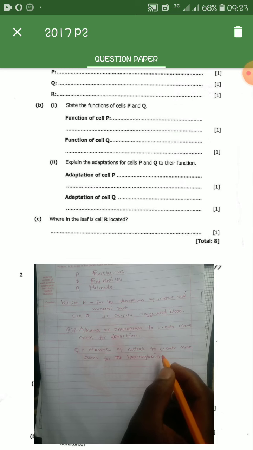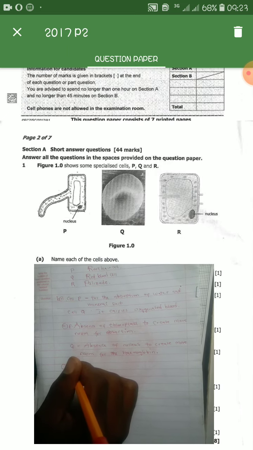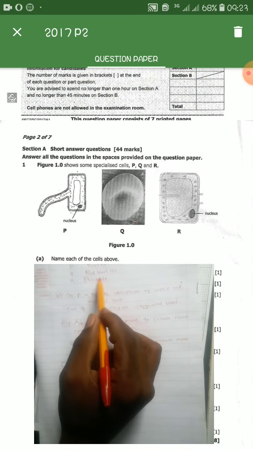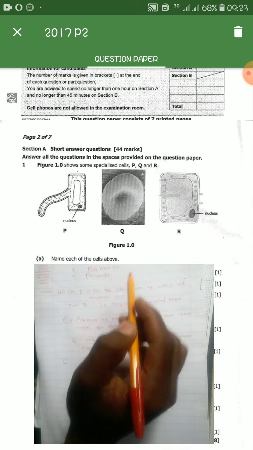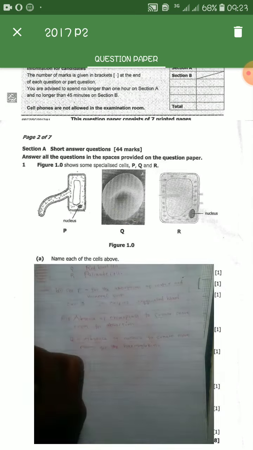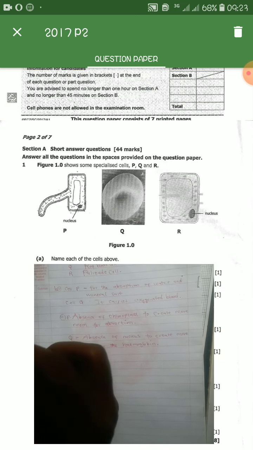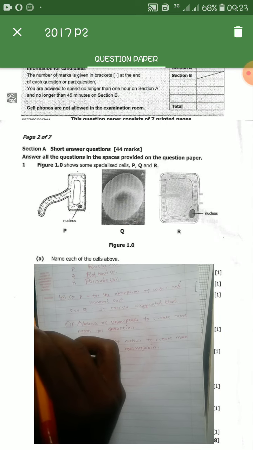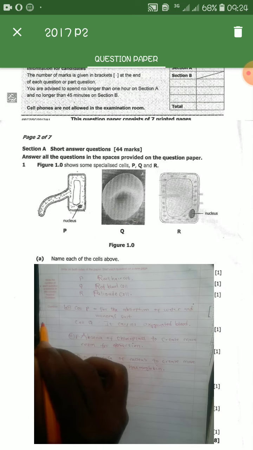Now, question C: where in the leaf is cell R located? Let's look at this R. As I said earlier, it looks like a plant cell, and its name is a palisade cell. This palisade cell is found in a leaf, and when you look at it nicely, you're going to find that it has more chloroplasts, which contain a green pigment responsible for photosynthesis. Now, where does photosynthesis take place? Photosynthesis takes place in a leaf.